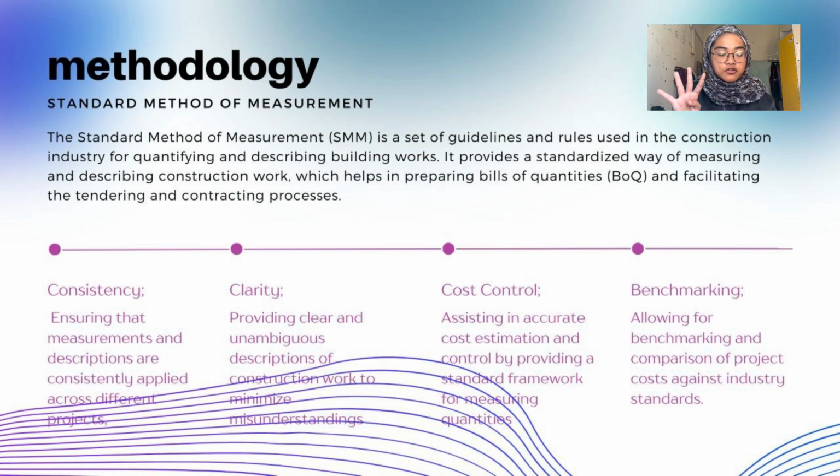There are four types, which is first, consistency, which is ensuring the measurement and description are consistently applied across different projects. Second is clarity, providing clear and unambiguous description of construction work to minimize misunderstanding. Third, cost control, ensuring accurate cost estimation and control by providing a standard framework for measuring quantities. And lastly, benchmarking, allowing for benchmarking and comparison of project costs against industry standards.